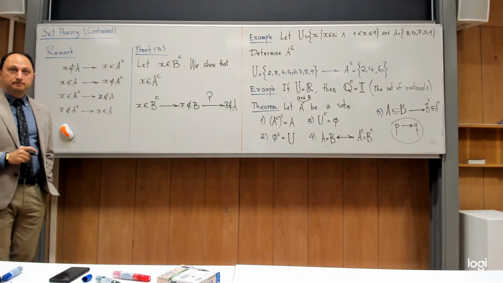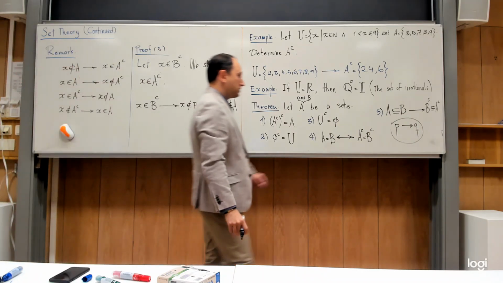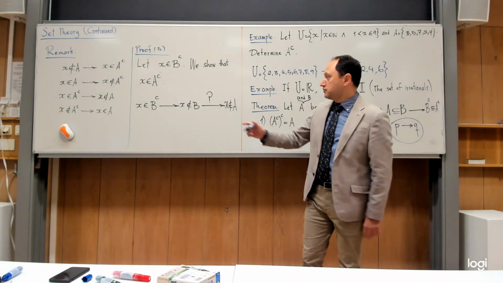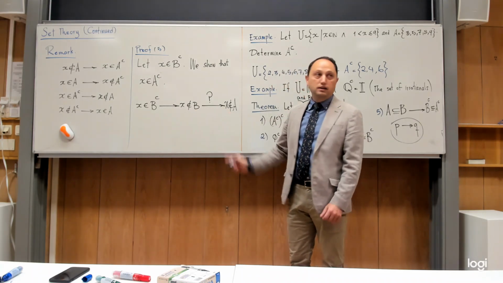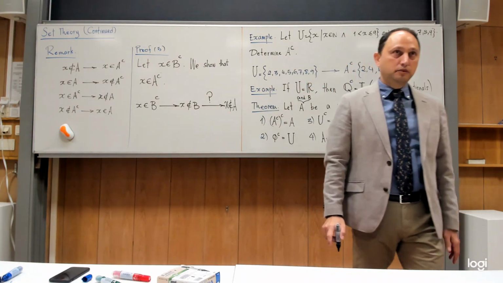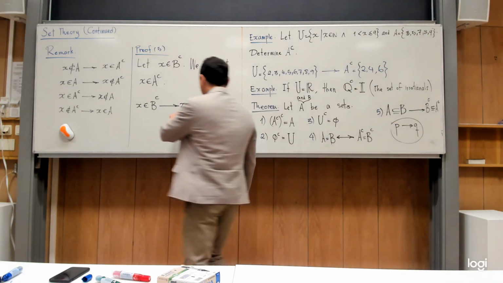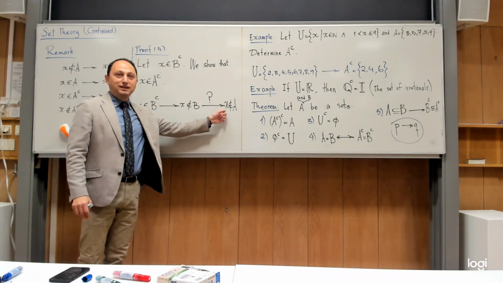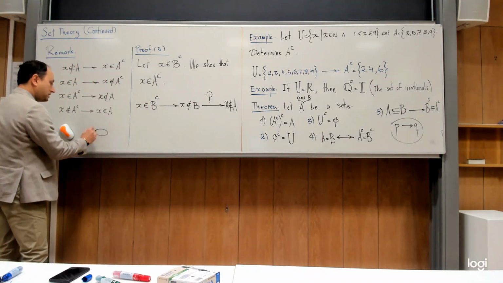I have an assumption, I haven't started with empty hands. My assumption is that A is a subset of B. Can I now conclude that if X is not in B, it's automatically not in A? Because if something is not in the bigger set, how is it possible that it is in the smaller set? Because A is a subset of B.